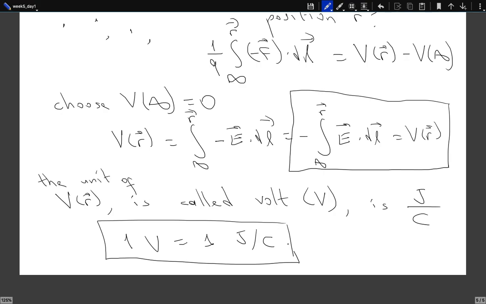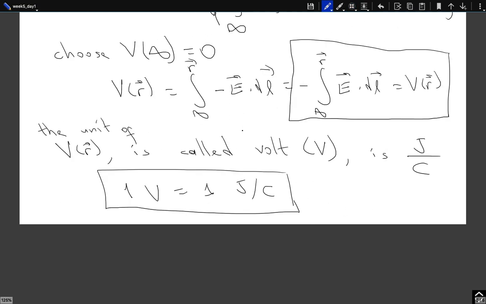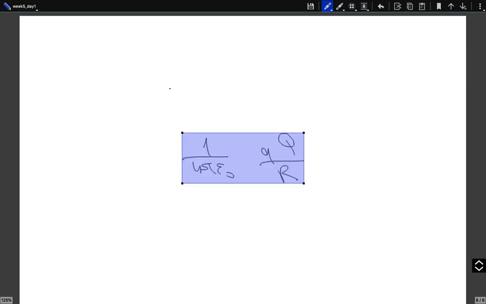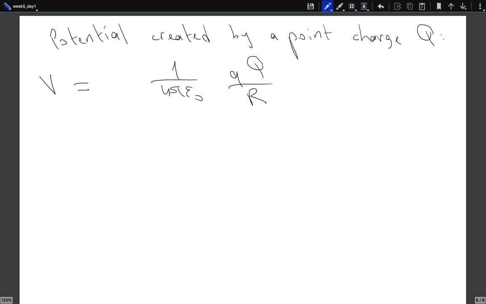Now, we had already calculated the potential created by a point charge. Well, this is what we said. This is the work that should be done. So the potential of a point charge is how much work we have to do to bring this charge Q from infinity to a distance R. So the potential was just the work done per unit charge, 1 over 4 pi epsilon 0, Q over R.